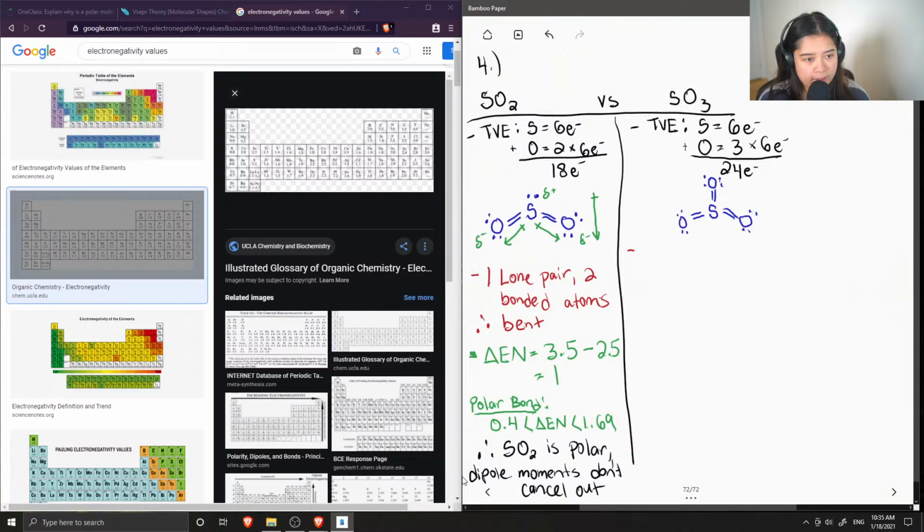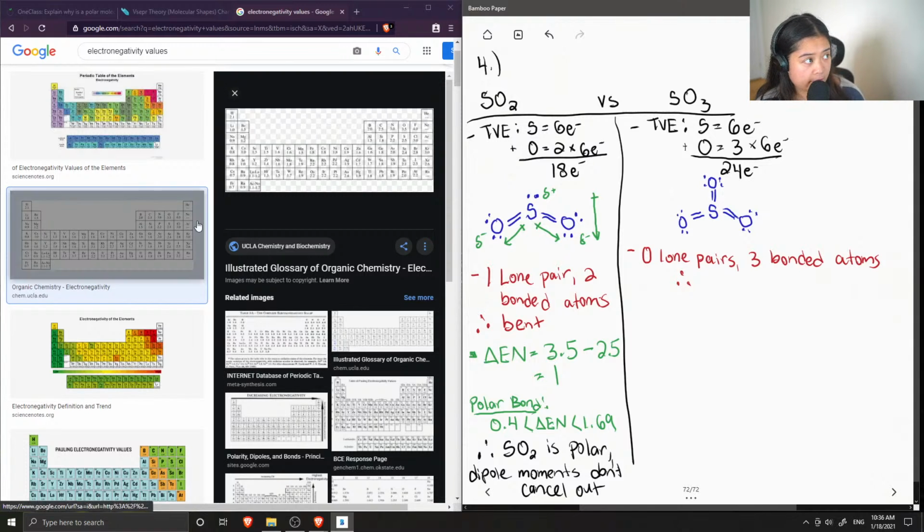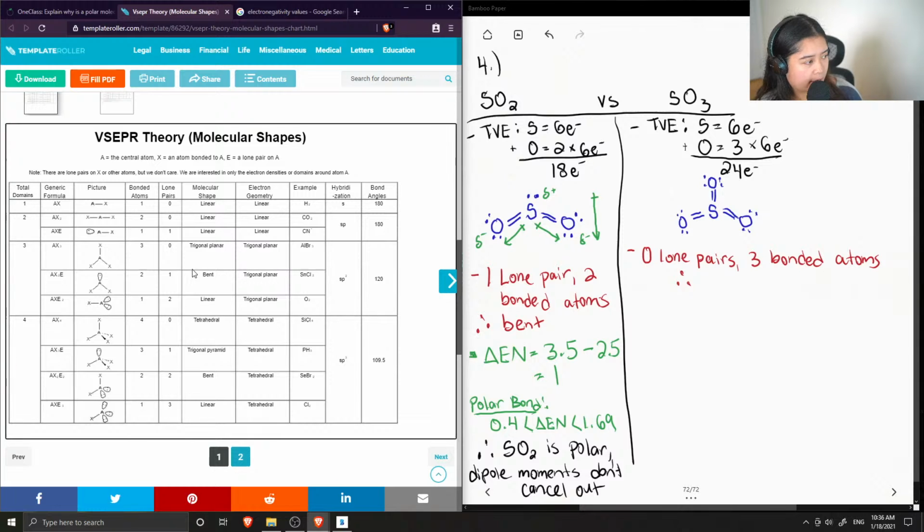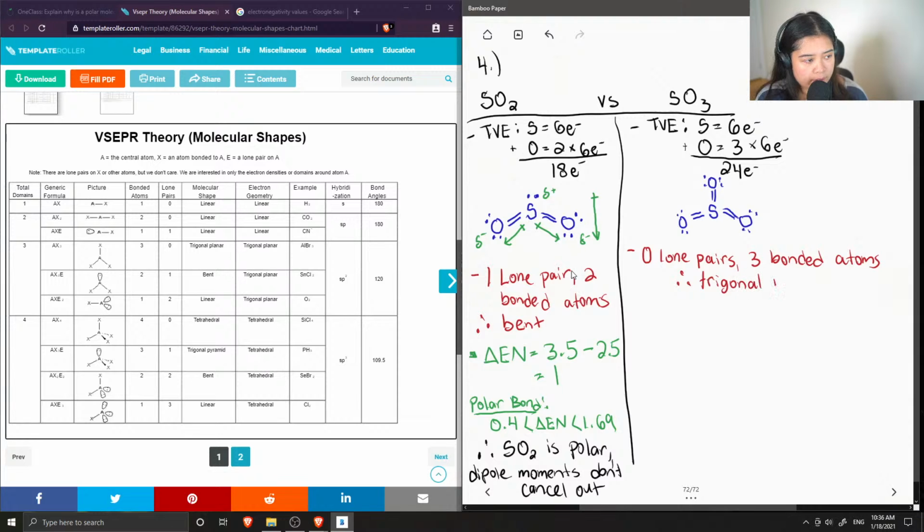So let's find out its molecular shape again. So this time sulfur has 0 lone pairs. And we have 3 bonded atoms. So now let's look at our VSEPR table to find out what kind of shape it has. So when we have 0 lone pairs and 3 bonded atoms, this means we have a trigonal planar molecular shape. So therefore, trigonal planar.